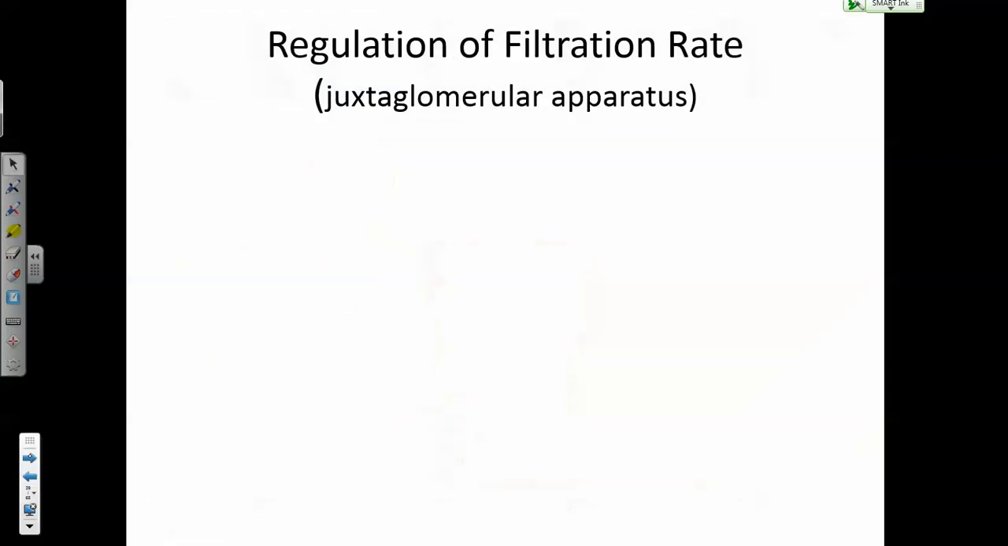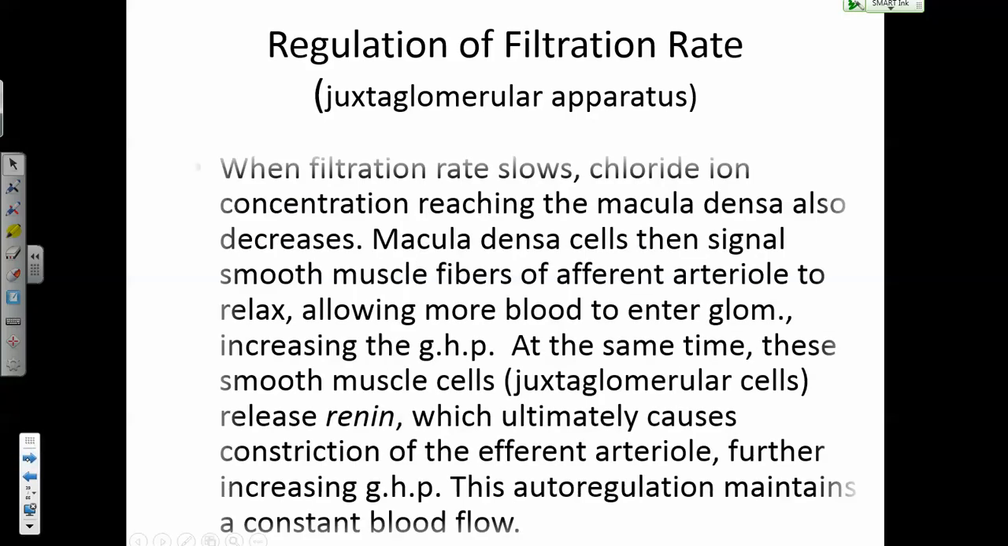And that is the function of the juxtaglomerular apparatus. I have just enough time to go over this. The juxtaglomerular apparatus is the structure that basically regulates glomerular hydrostatic pressure to keep your filtration rate right at plus 10, so that filtration rates are pretty constant, even though we have fluctuations in our blood pressure. And the way it does that is through the macula densa cells.